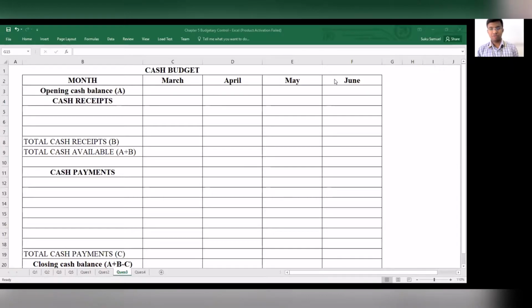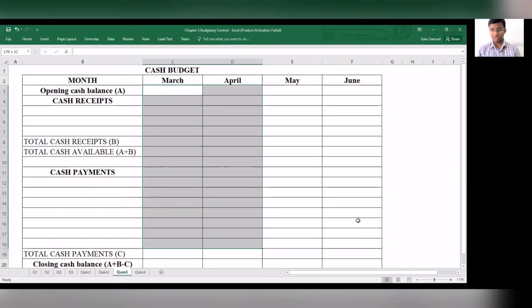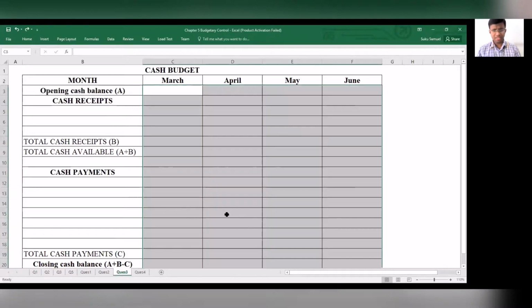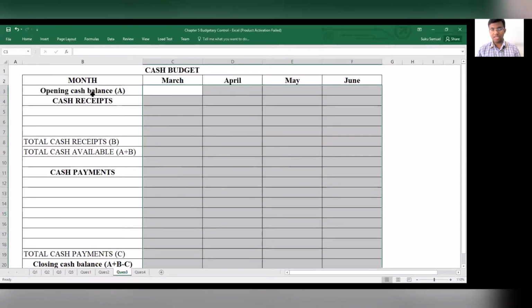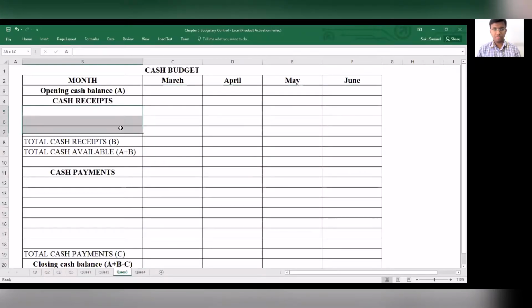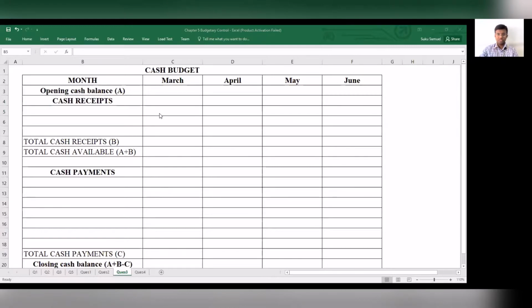Let me just walk you quickly through the format of the cash budget. In this question, we've been asked to prepare the cash budget for 4 months, starting from March, April, May until June. Then, as we all are familiar by now, we have opening cash balance, then cash receipts, followed by the cash payments, and then the closing cash balance. So this is the typical format of the cash budget. As a thumb rule, we would at first fit in all the items, following which we will go about filling in the values. Now let's look at the question and the conditions which have been given to us.